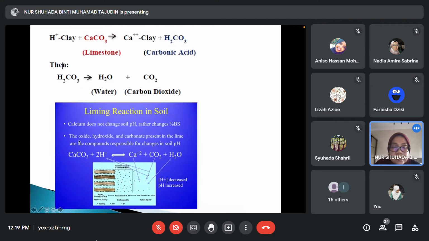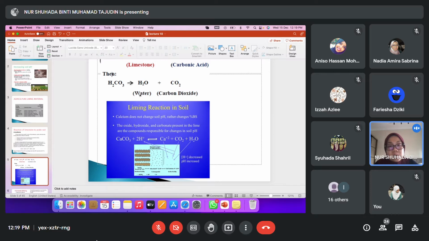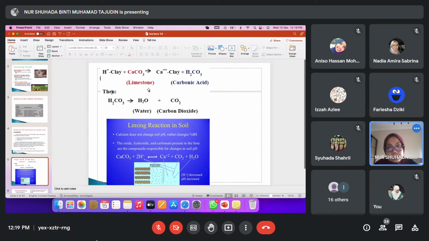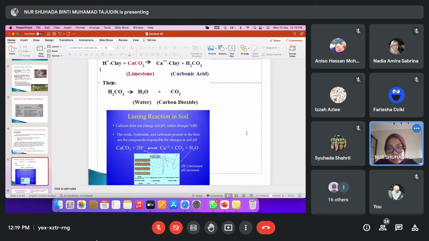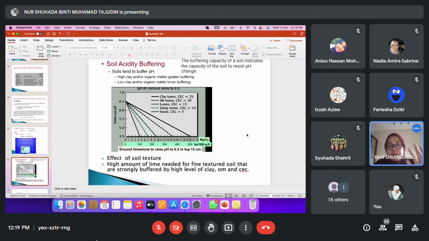Macam tadilah, CaCO3 plus the H plus, the Ca will neutralize this one and it will produce H2O and also carbon dioxide, which neutralizes the H plus in the water. Dia jadi water, kan? So it will increase the pH.